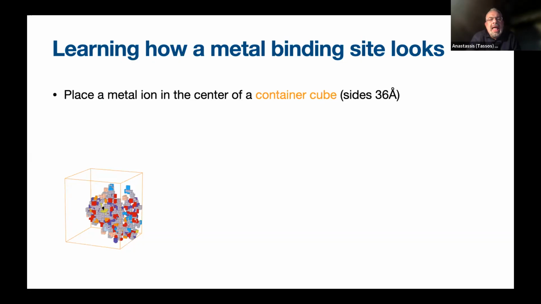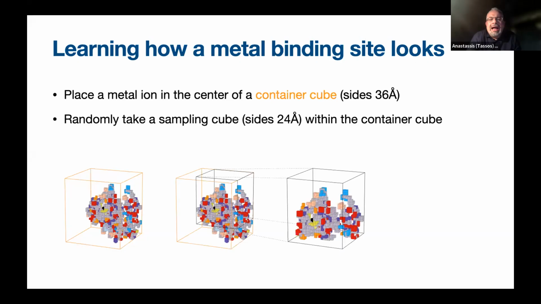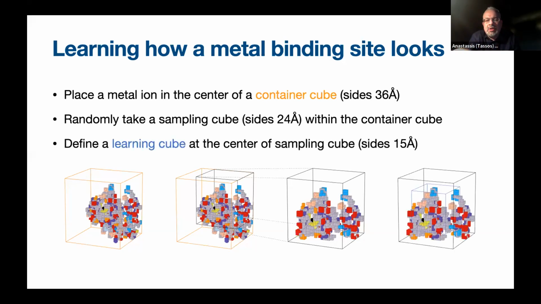learning methods. And with a few tricks, we take a metal site. So you see in the middle of this cube, there is a metal site, and there is an environment around it. The gray is carbon, red is oxygen, and so on. And then within this environment, we use what we call the sampling cube to sample this environment, and the learning cube, which is a zoom in into this environment to learn how metal binding sites look from different views.